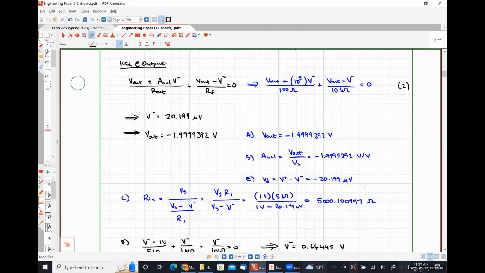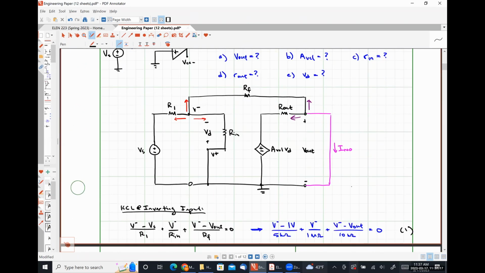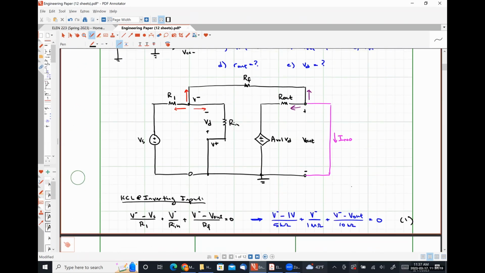Using this value of V minus, now we're going to write a KCL equation here. So we're going to say I Norton is equal to this current flowing in, so that's V minus over RF.